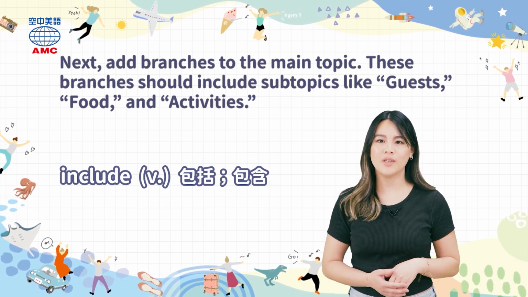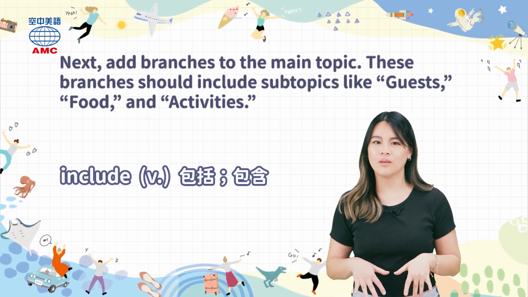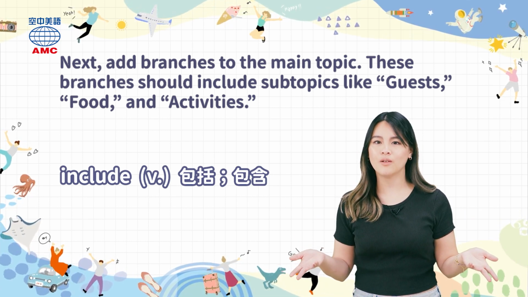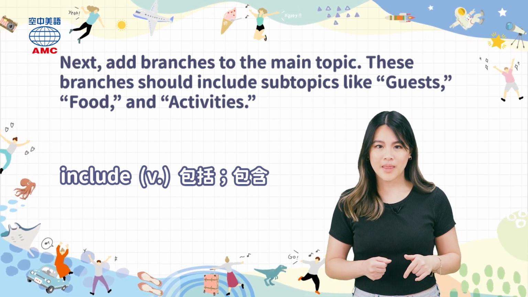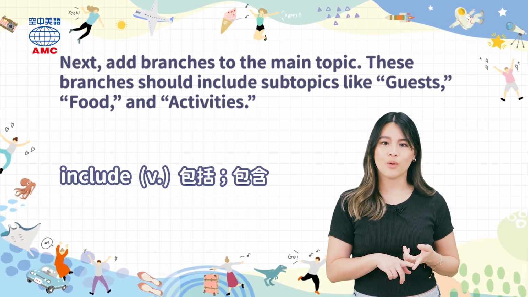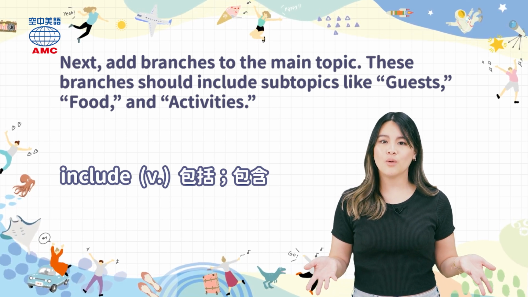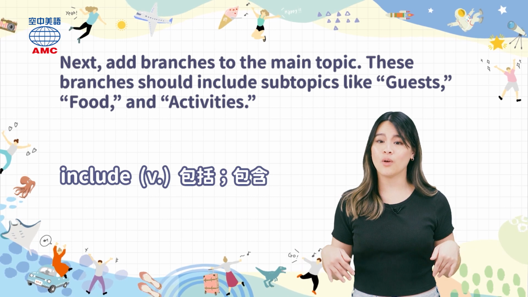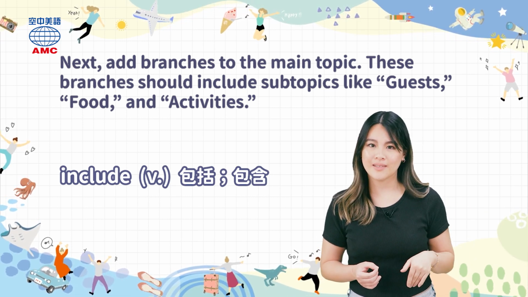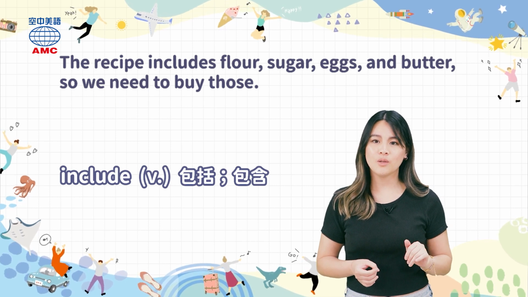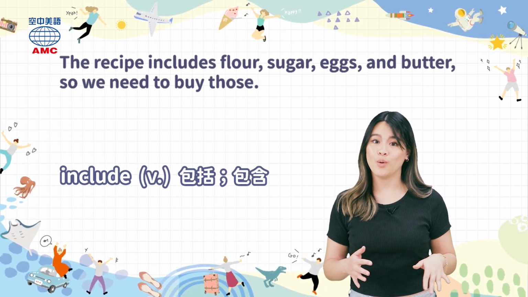Include is a verb and it means when you include something, it is a part of something else. So, for example, if you go to McDonald's, you can order a combination meal or a combo meal. That means besides the burger you ordered, that meal should include fries and a drink as well. So the fries and the drinks are a part of the whole meal. They are included. We can use an example sentence like this. The recipe includes flour, sugar, eggs, and butter, so we need to buy those.